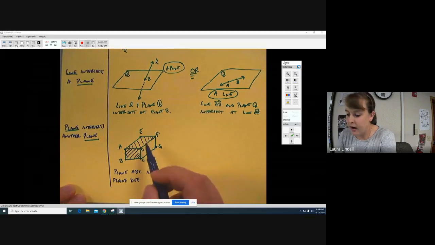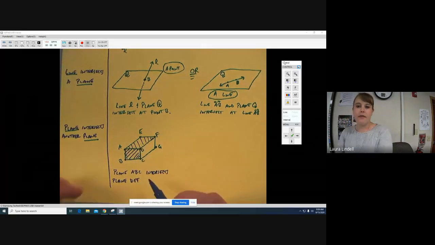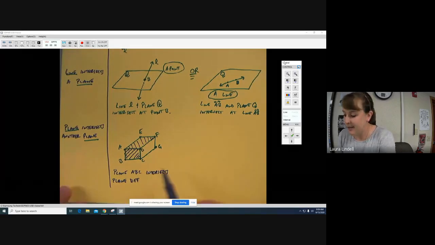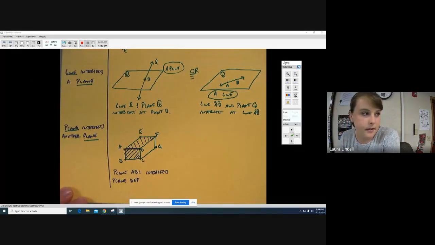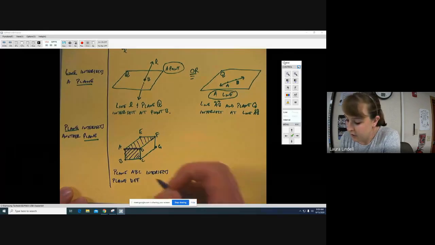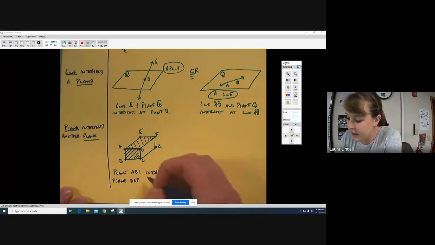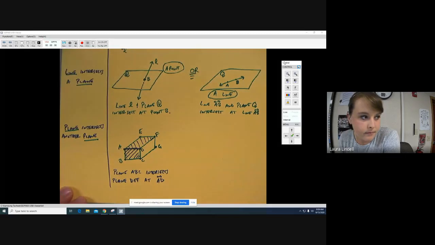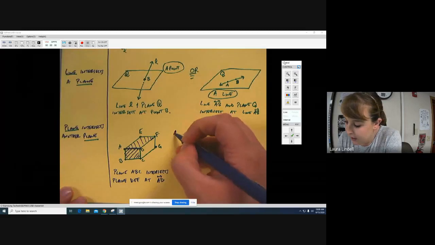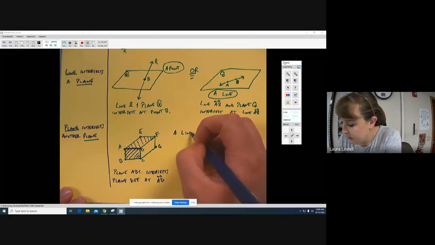And now we're trying to figure out, where do these two planes touch? What do they have in common? And it turns out they both touch right here at this line. So plane ABC intersects plane DEF at line AD. So when a plane intersects with another plane, it is at a line every time.